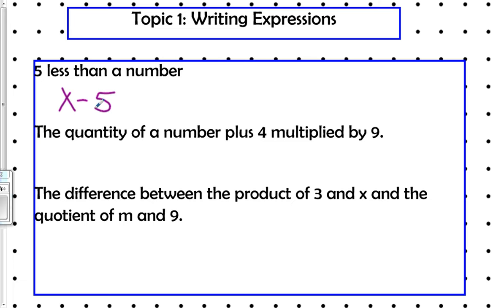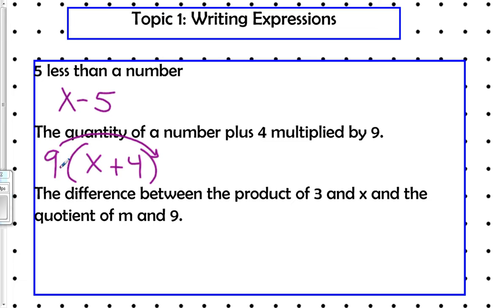The quantity of a number plus 4 multiplied by 9. Here's the quantity of a number plus 4. And you can either put the 9 over here to show us you multiplied by 9, or you could put it over here. And if you have some sort of multiplication symbol in between them, that's okay as well, but you technically don't need it.